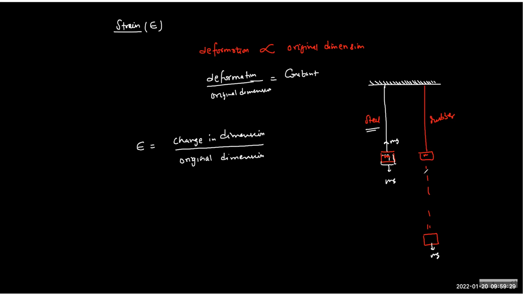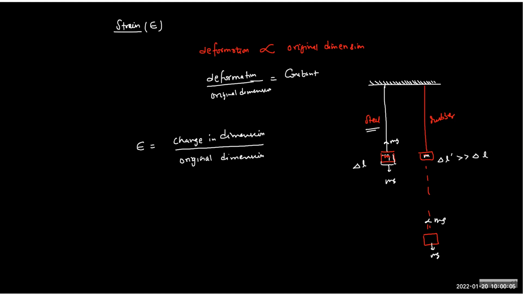and this much deformation is sufficient to balance the block. But when you hang the block from an elastic object like a rubber wire or a spring, you can say it's like a spring only, then it undergoes a greater deformation before it is balanced out. So definitely the delta L in this case is much bigger than the delta L in the steel case, correct?